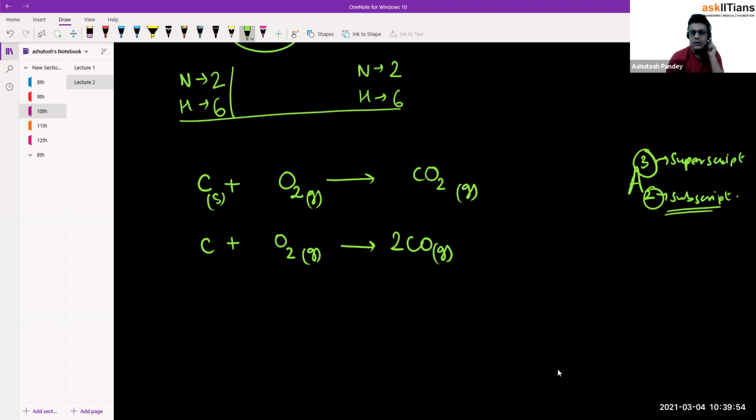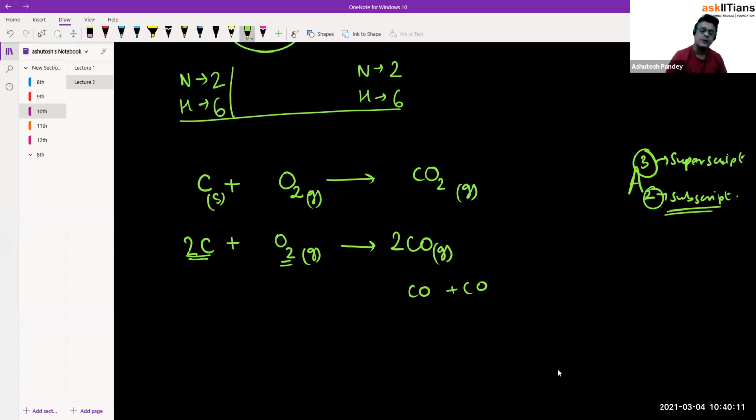How? Because we are taking two molecules of CO. And we now have two carbons, so we'll put two here. Now see, it is balanced. Two carbons interacting with the two oxygens to form two CO.